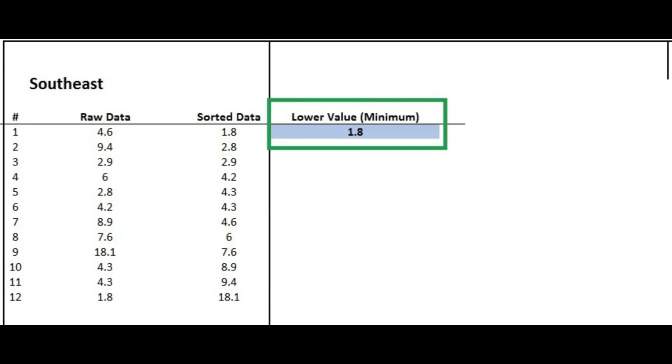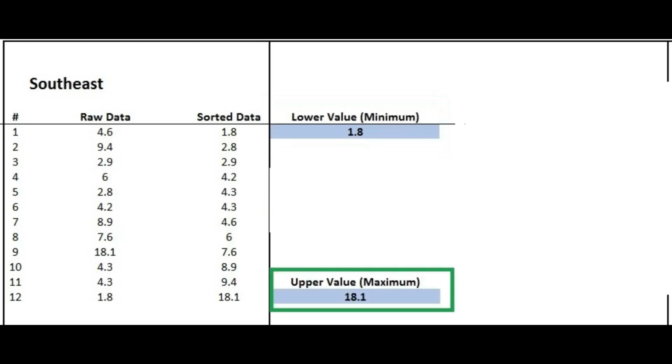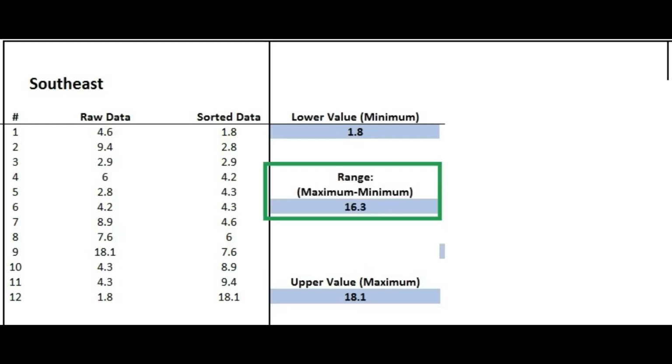Now, we notice that we have 12 points, and our lowest value, our minimum, is 1.8. Our highest value, our maximum, is 18.1. Now, we don't know yet whether that's going to be the edge of our whiskers or not, but we know we have our low and our high values. Now, if we subtract those two, maximum minus the minimum, we have 16.3. That's our range right now.